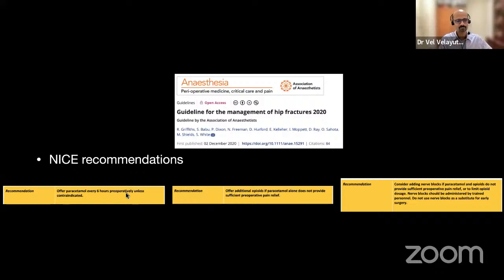And then they go on to say, offer additional opioids if paracetamol alone does not provide sufficient preoperative pain relief. As you would suspect, paracetamol alone doesn't really provide much because you need something stronger for a fracture, which is plain and simple. And what is that stronger thing it can provide, apart from opioids, is nerve blocks. These days it should be fairly standard because, at least in the UK, the accessibility to kit and drugs is fairly easy. There shouldn't be any reason why nerve blocks aren't being provided.